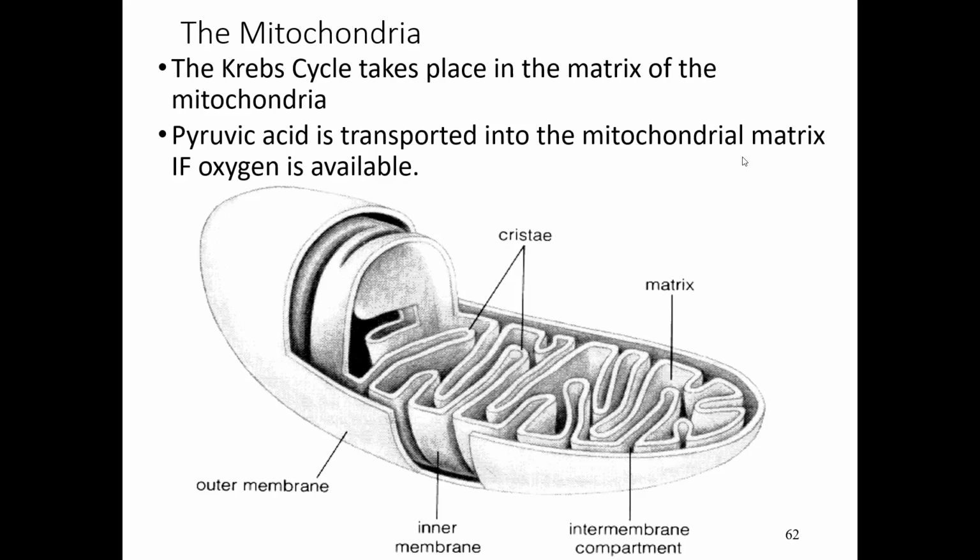But let's assume that we've got oxygen. So we produce pyruvic acid. The pyruvic acid goes into the mitochondria. Now remember, everything up to this point, glycolysis takes place in the cytoplasm. And you only get 4 ATP from glycolysis, because remember, you have to burn 2 ATP to make 4. So you're really only looking at a net gain of 2 ATP.